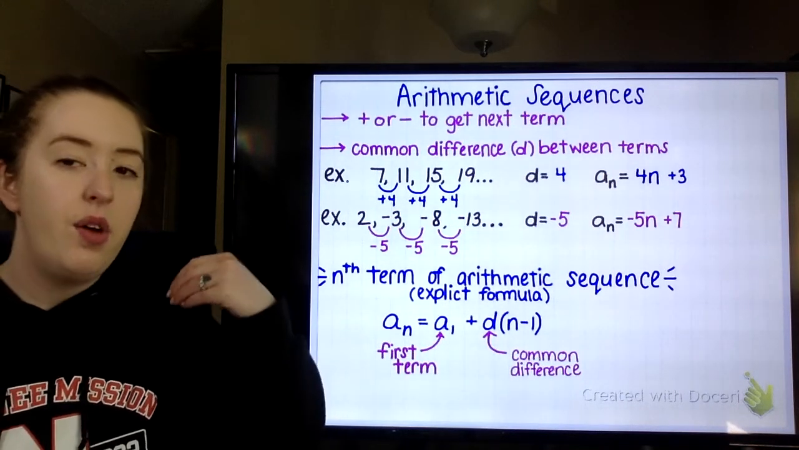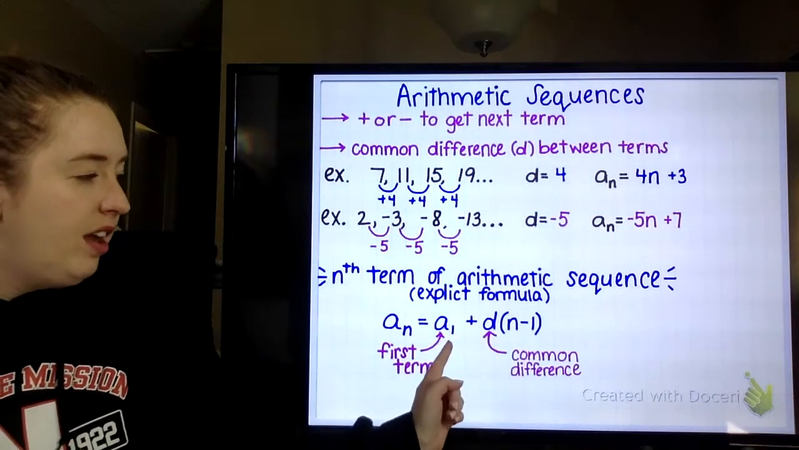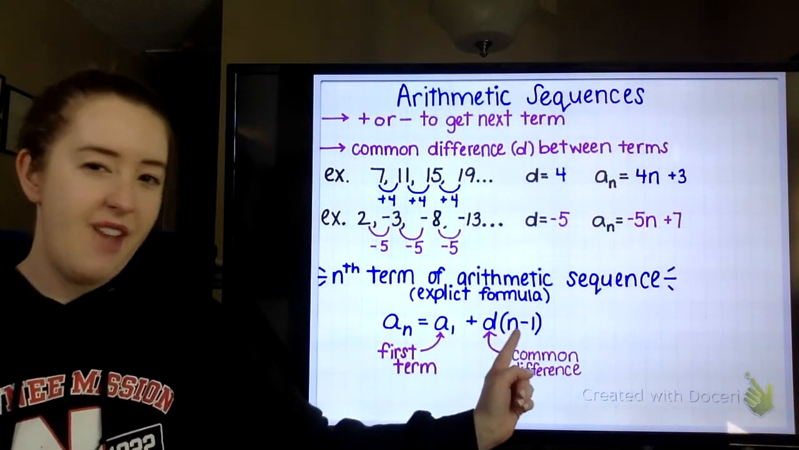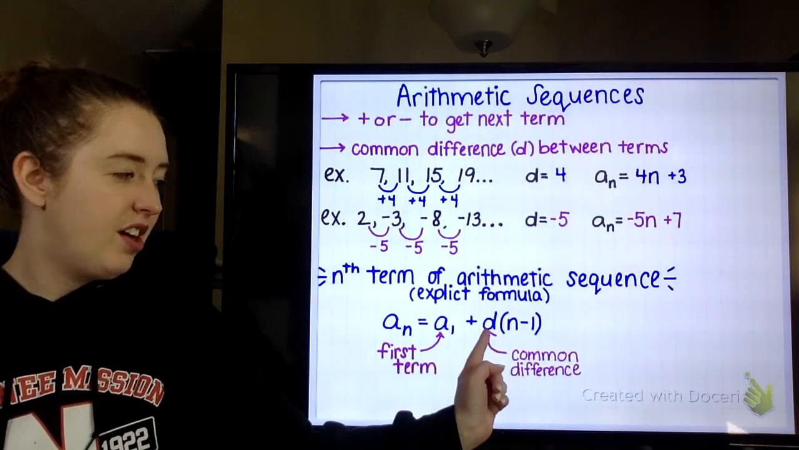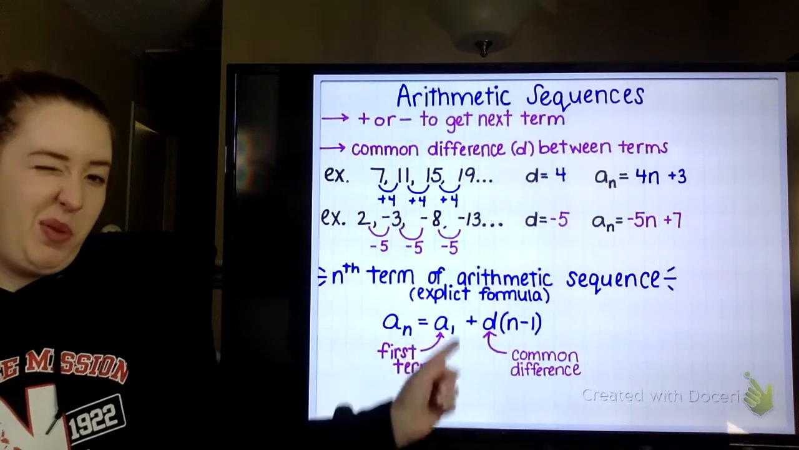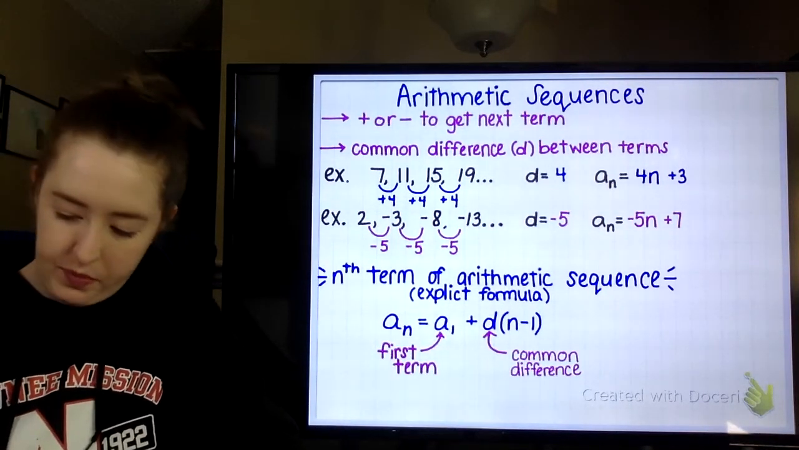I know we didn't quite think about it this way up here, but you can also think about it right here. If you didn't have this minus 1, if you took the common difference times the term number, we wouldn't end up with our first term. See what I'm saying? Okay, so here we go.